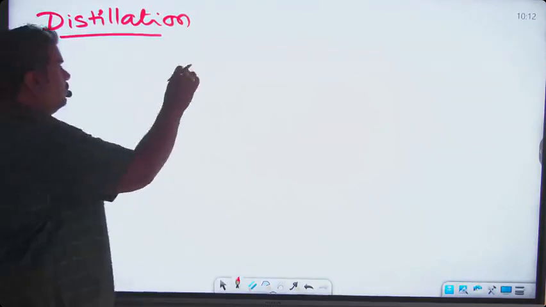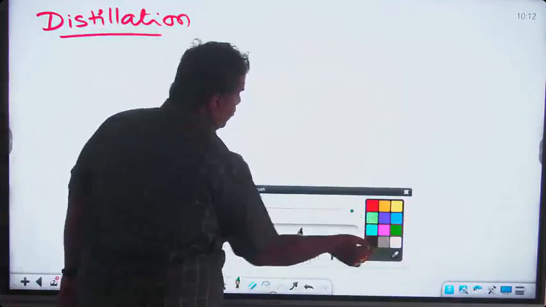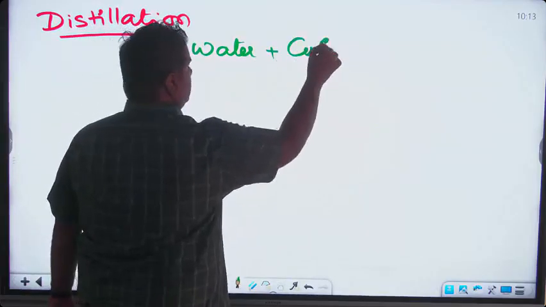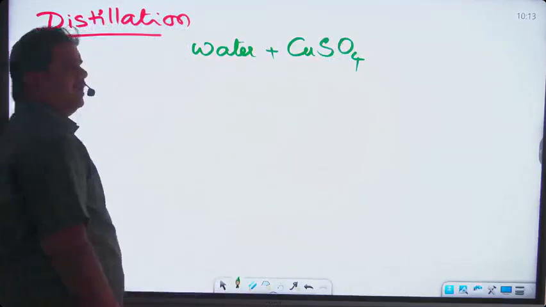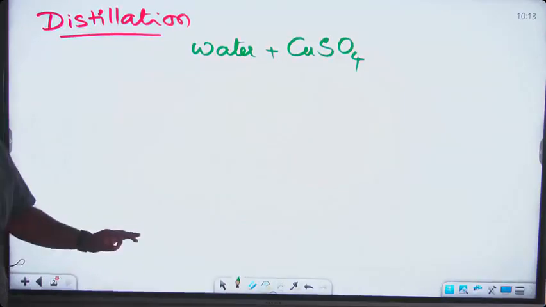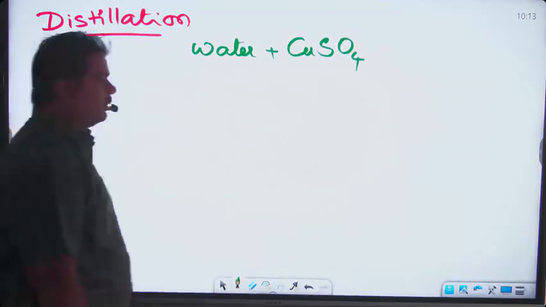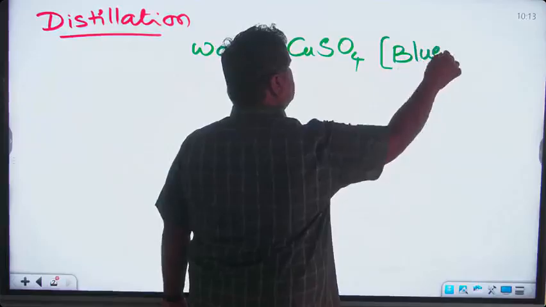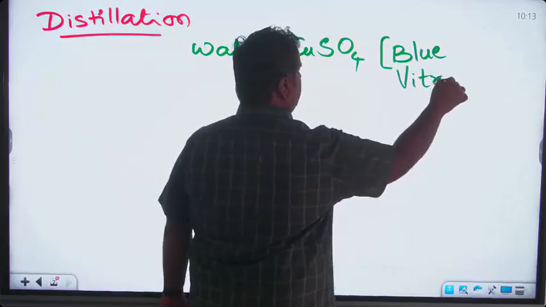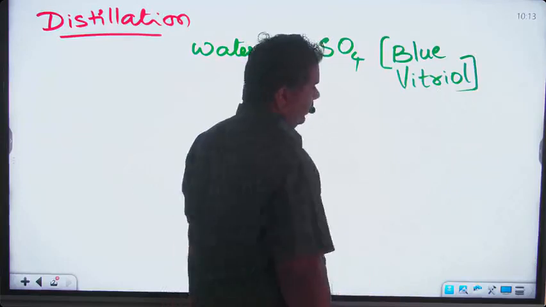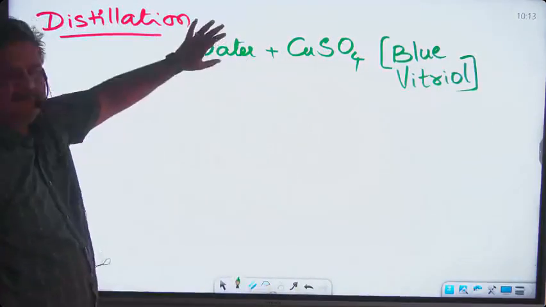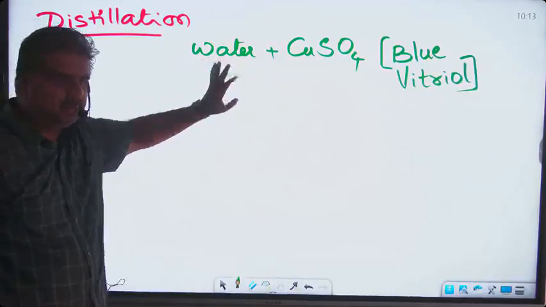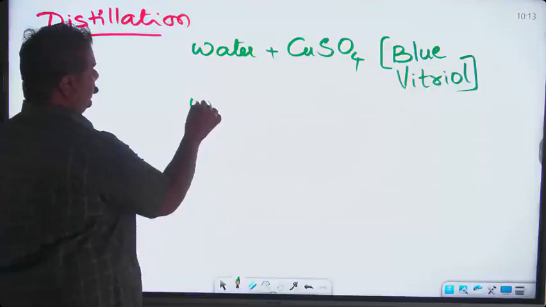Now, for example, water and copper sulfate is a perfect example of a homogeneous mixture. The common name of copper sulfate is blue vitriol. It is also known as blue vitriol. We haven't seen what copper sulfate looks like or its color, so we haven't seen this particular example. Now we'll talk about one example which we have seen.